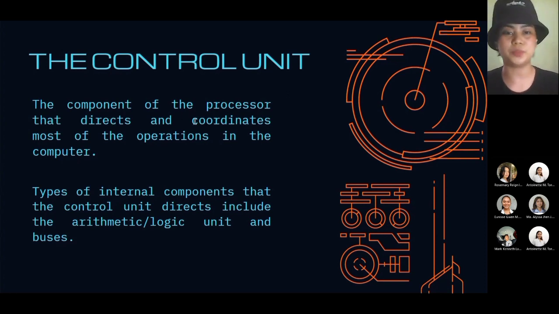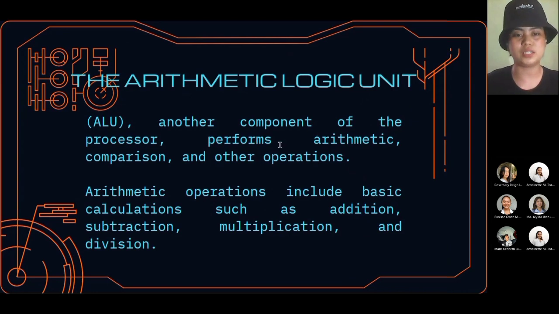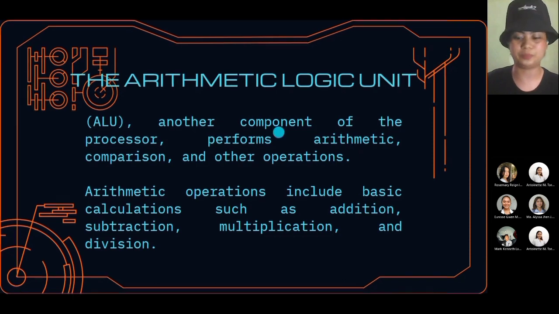The types of internal components that the control unit directs include the arithmetic logic unit and buses, which will be discussed further in this presentation. The arithmetic logic unit is another component of the processor that performs arithmetic, comparison, and other operations. Arithmetic operations include basic calculations such as addition, subtraction, multiplication, and division. Comparison operations involve comparing one data item with another to determine whether the first item is greater than, equal to, or less than the other item. Depending on the result of the comparison, different actions may occur.